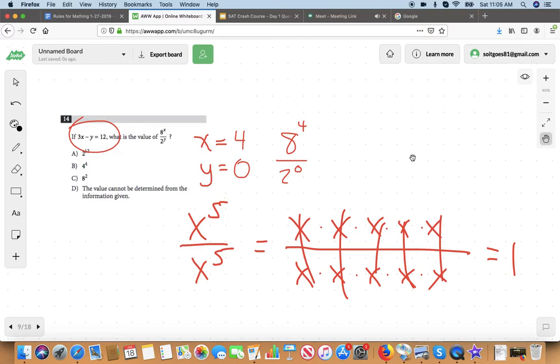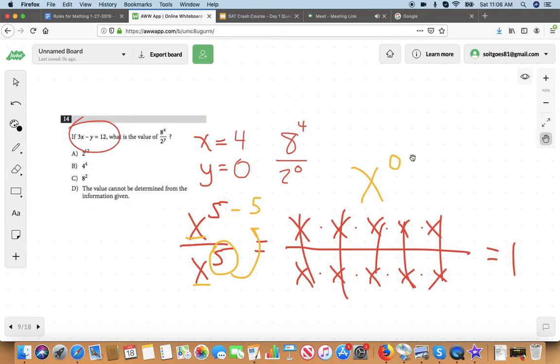Just making that recognition helps. Or you could do the operation. You've got a like base, which you have in x. Take the exponent from the denominator, bring it up to the numerator, and subtract it. You get x to the power of 5 minus 5, which is x to the power of 0.